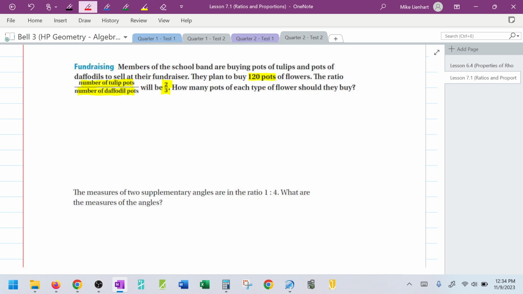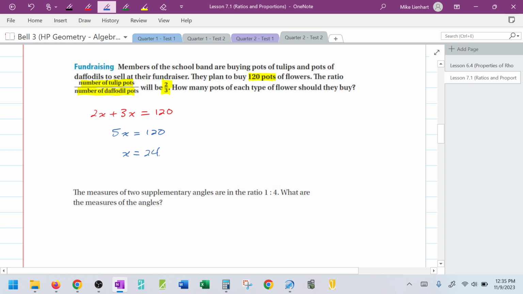A great trick or algebraic technique for doing this problem is when they give you a ratio, we want to think of that ratio in terms of multiplying each piece by x and adding them together. So in other words, when I see 2 to 3, I think 2x plus 3x. I know that will tell me the ratio, and the number of flowers has to equal 120 pots of flowers. So if I solve this, I get 5x is equal to 120. If I divide, I get x is equal to 24.